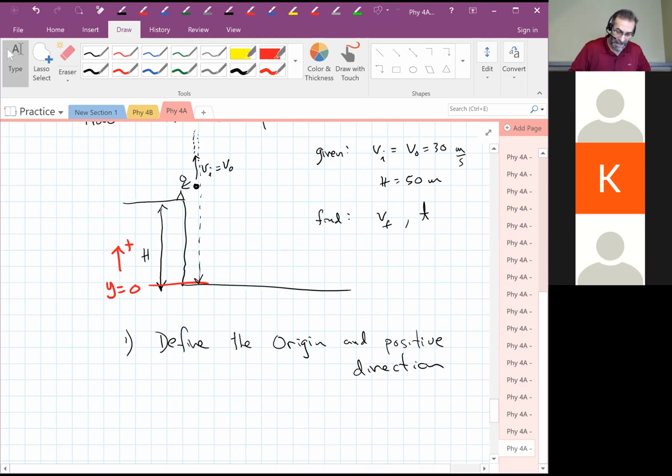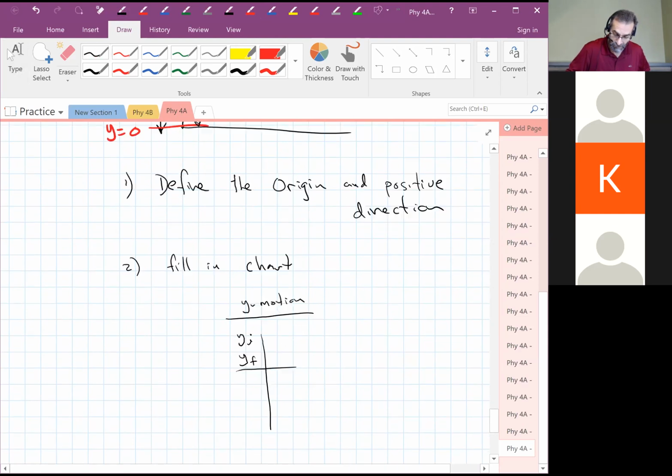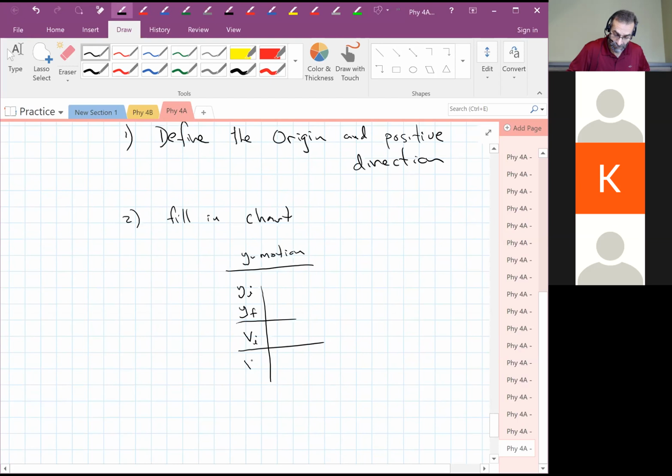Okay, so we've done that. Now we can fill in our chart. Those are the 5 things that we need to sort of define the motion of this object. Go ahead and fill that in. Actually, go ahead and solve for the 2 things we're looking for.